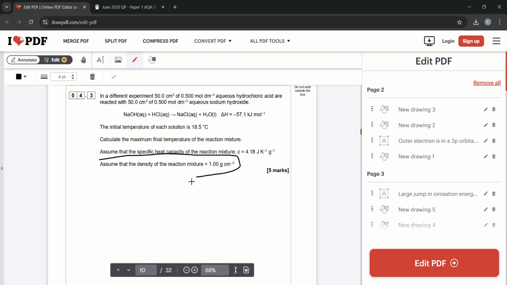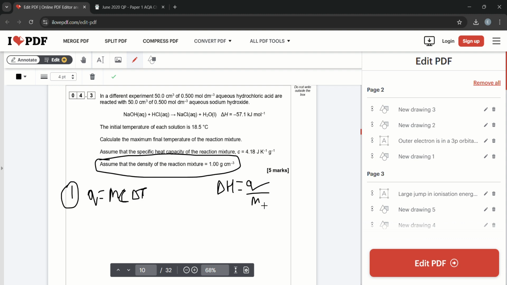This is going to be really important later on, but for right now, not so much. So we want to find the maximum final temperature of the reaction mixture. So what equations do we have for this specific kind of topic? We've got Q = mc delta T. We've got delta H = Q over moles.